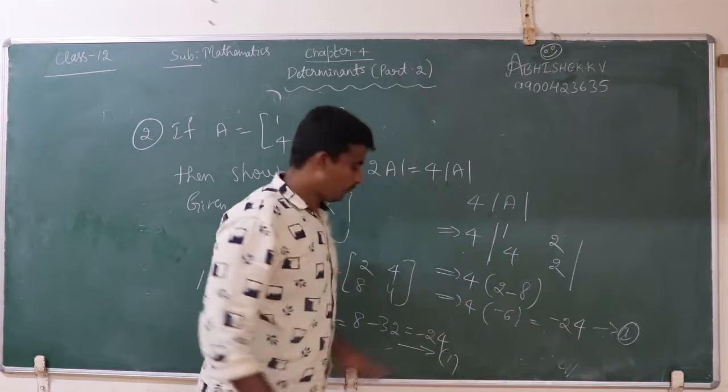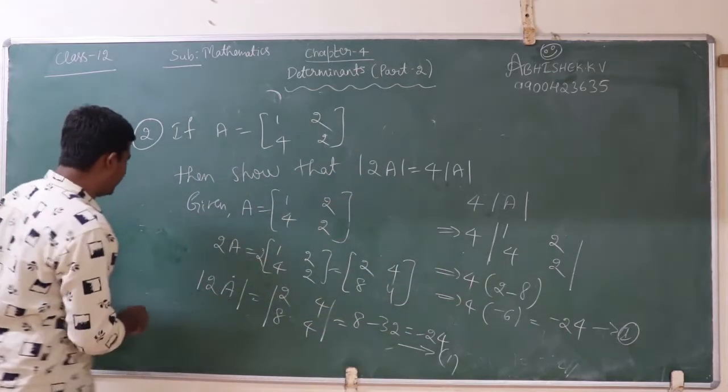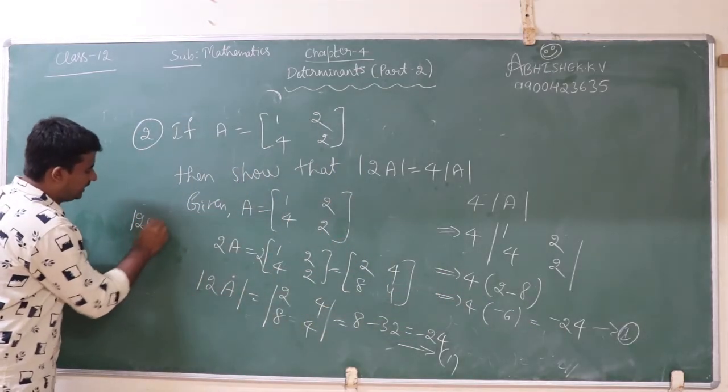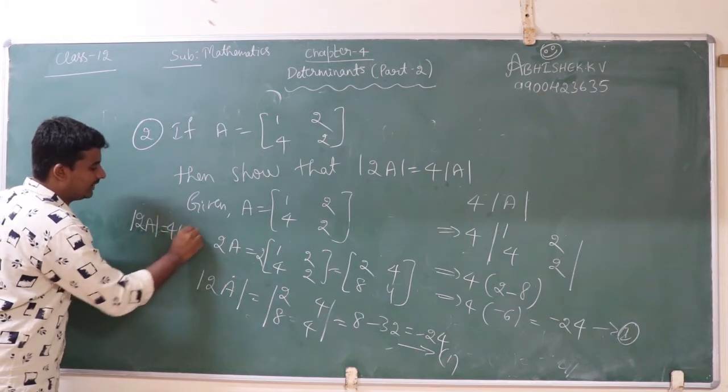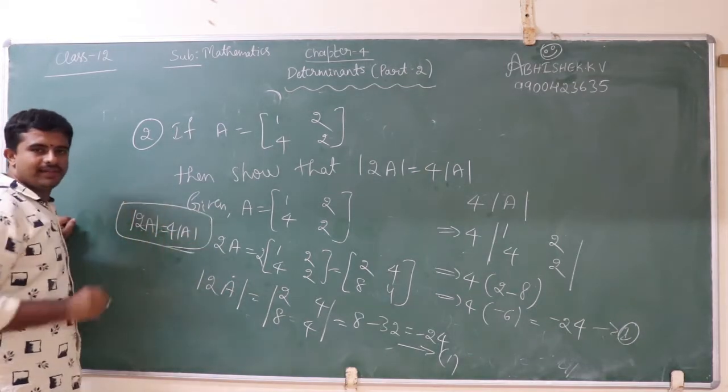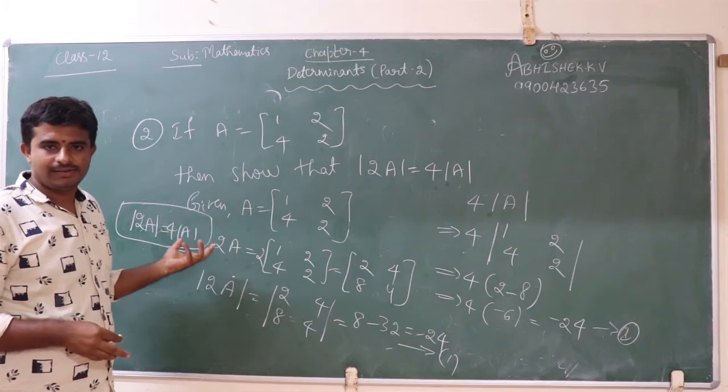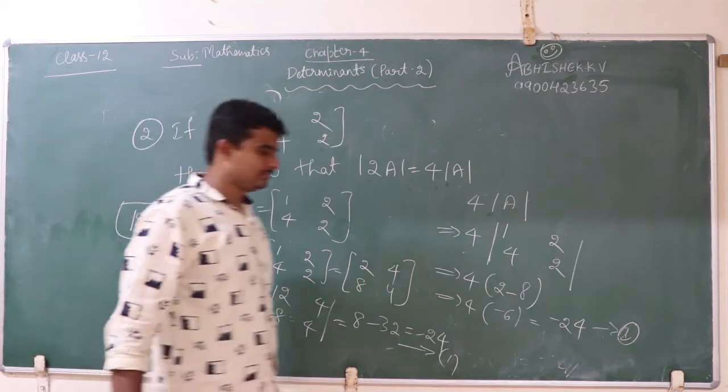From equations 1 and 2, we have determinant of 2A is equal to 4 into determinant of A. This completes the proof. Very simple, right? Please note.